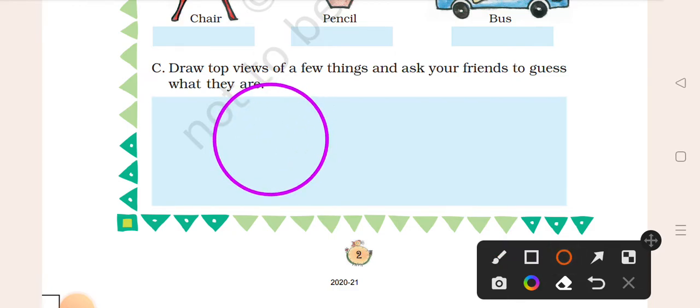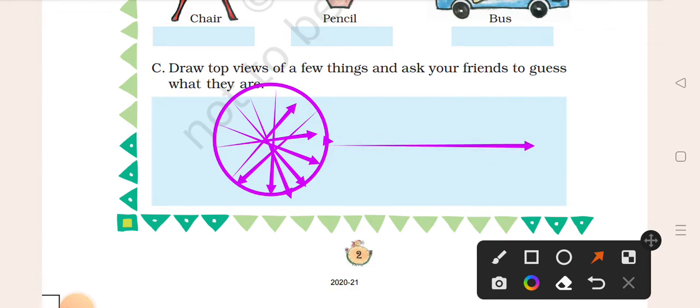This is how a racket will look. The racket will look like this. It has many lines and a stick at the end. Many long sticks.